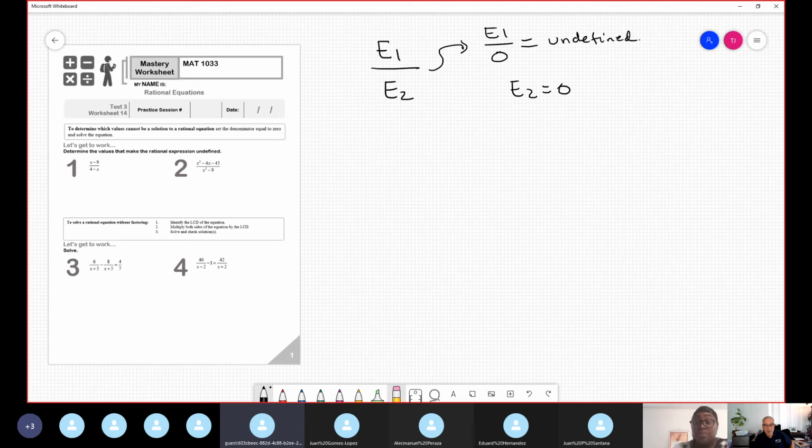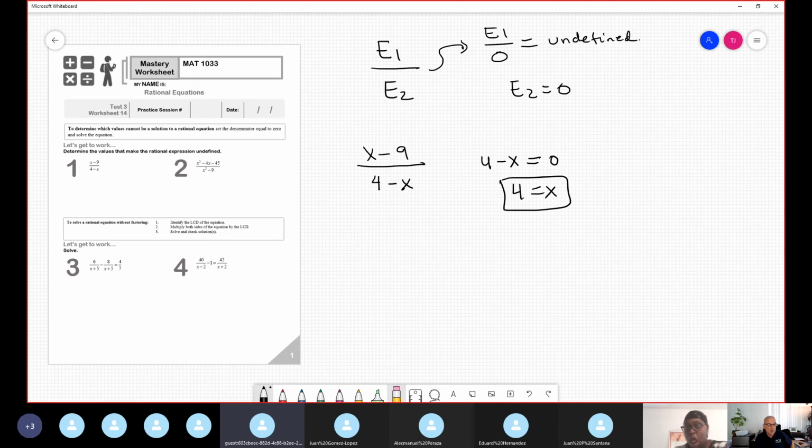Now the only thing you should do is take, in example 1, the expression x minus 9 divided by 4 minus x. You ignore totally that part. It's not important. It doesn't participate in this game. And you take the bottom part, expression 2, which is 4 minus x. You enforce it to be equal to 0 and solve for x. Obviously, I move this, 4 is equal to x. And this is the answer. The value that makes it undefined is 4.